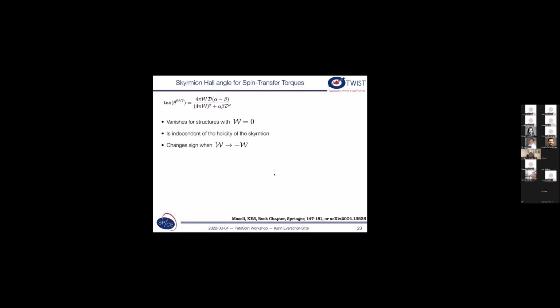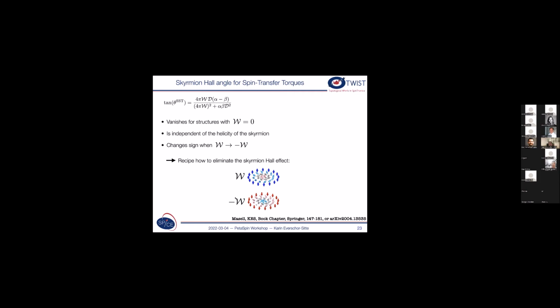It also changes the sign when we just reverse the sign of the winding number. So it is an odd function in the winding number. This tells you a recipe how to eliminate the Skyrmion Hall effect. You just take one Skyrmion with a positive winding number and one Skyrmion with a negative winding number. If you apply current, each of them would feel Hall angles, but in opposite directions. If you now strongly couple them, these forces that act in perpendicular directions just cancel. So then you get rid of the Skyrmion Hall effect.